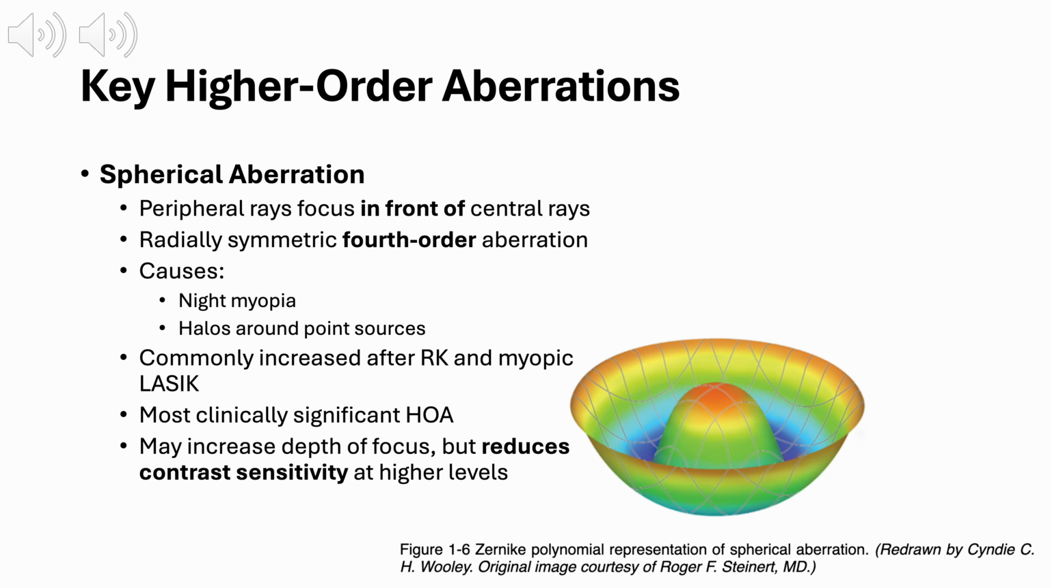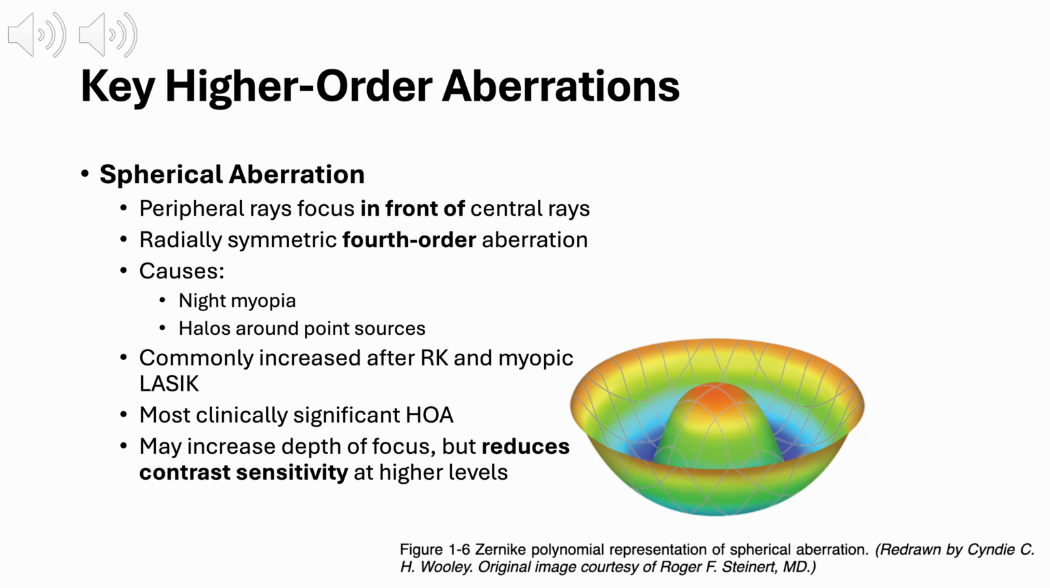This type of aberration is especially important clinically because it has very noticeable visual effects. Patients may experience night myopia, where vision seems worse in dim light, and halos around point light sources, such as headlights at night. These symptoms become more obvious as the pupil gets larger. Spherical aberration is commonly increased after procedures like radial keratotomy and myopic LASIK, where the corneal shape is altered in a way that affects how peripheral rays are focused. Among the higher-order aberrations, it's the most clinically significant one.